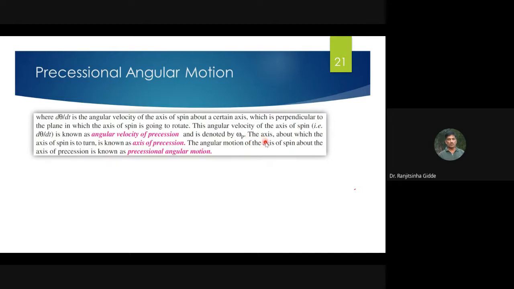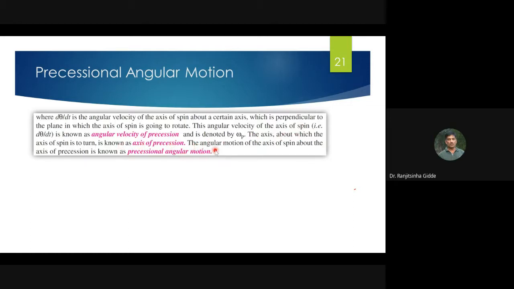Full stop. The axis, in bracket oy, you can write oy, about which the axis of spin is to turn is known as axis of precession. So this may be asked for MCQ.